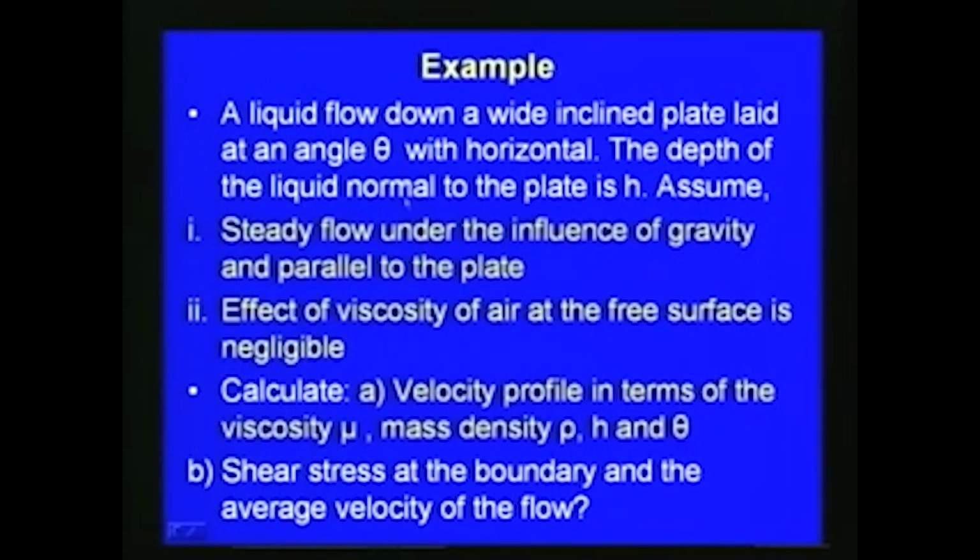So here the example problem statement is like this: a liquid flows down a wide inclined plate laid at an angle theta with horizontal. The depth of the liquid normal to the plate is h. Assume steady flow under the influence of gravity and parallel to the plate. The effective viscosity of air at the free surface is negligible. Then we have to find out the velocity profile in terms of the viscosity mu, mass density rho, h and theta, and also we have to find out the shear stress at the boundary and the average velocity of the flow. So this is the problem.